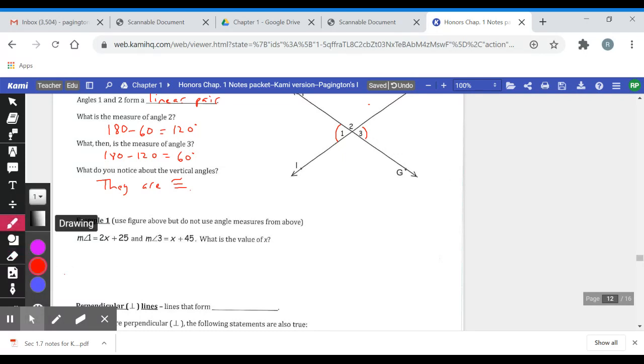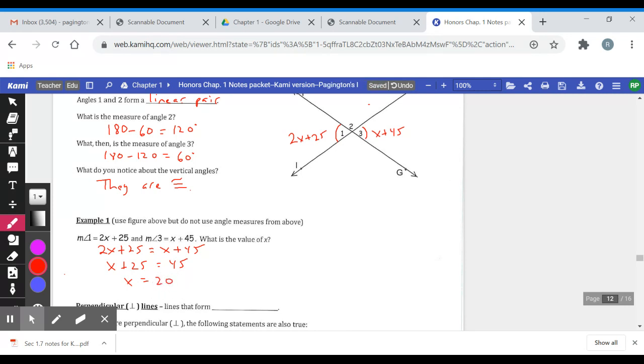So here it says the measure of angle 1 is 2x plus 25. So I like to write that in the angle. And it says angle 3 is x plus 45. And we already said they're congruent to each other, so therefore I can set them equal to each other. So 2x plus 25 is equal to x plus 45. If I subtract x from both sides, then I get x plus 25 is equal to 45. If I subtract 25 from both sides, then I end up with x is equal to 20.